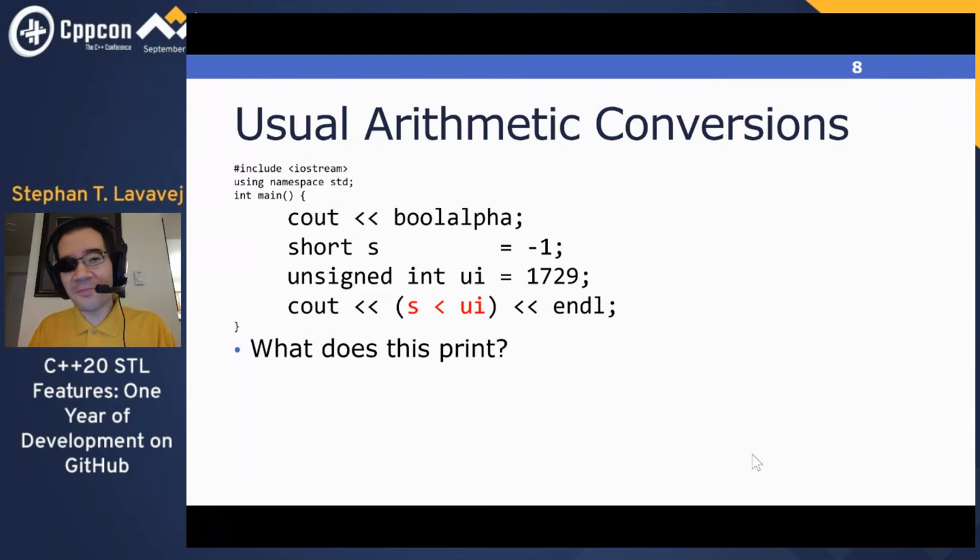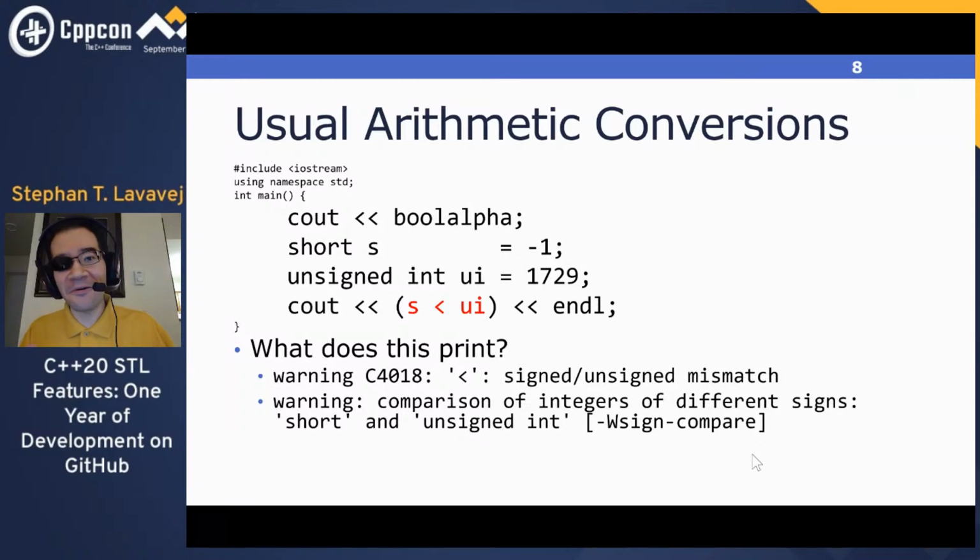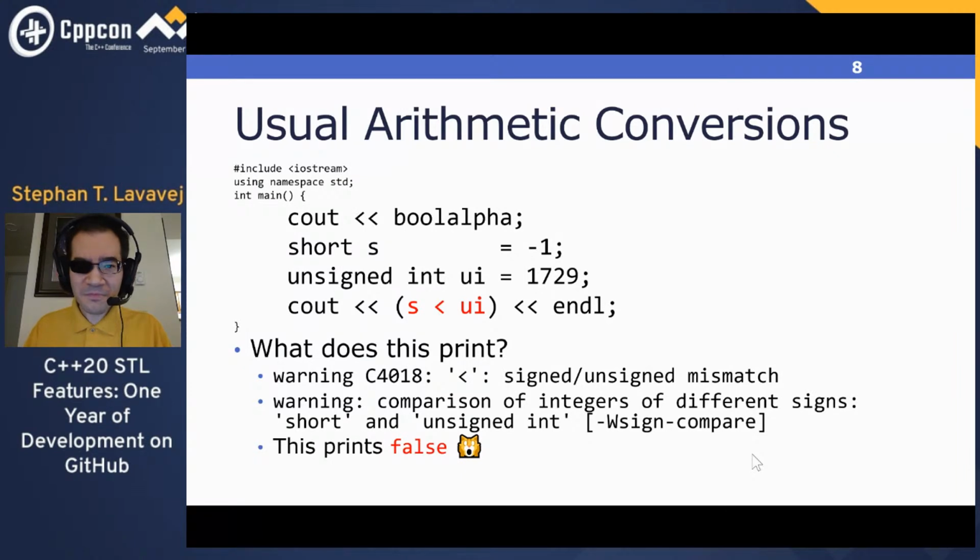If you try to compile this, the first thing it prints is a compiler warning. It'll say "signed/unsigned mismatch," or if you're using Clang, "comparison of integers of different signs." These warnings are considered sufficiently dire that they'll be on at pretty normal levels of warning. So this is an indication that something weird is going to happen, and indeed, this is going to print false. So that's weird. Why is -1 not less than 1729?